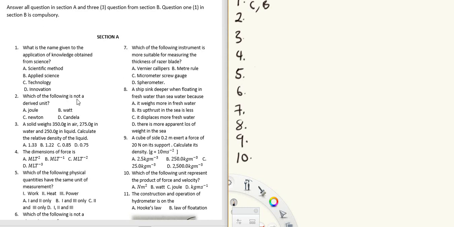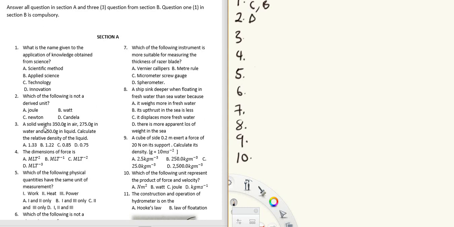Question two, which of the following is not a derived unit? You know them. Joule is a derived unit, Newton is a derived unit, and watt is too. This one is for power, this is for energy or heat, and this one is for force. They are all derived units, but candela is the unit for luminous intensity, and you know it. So that is D. So simple.